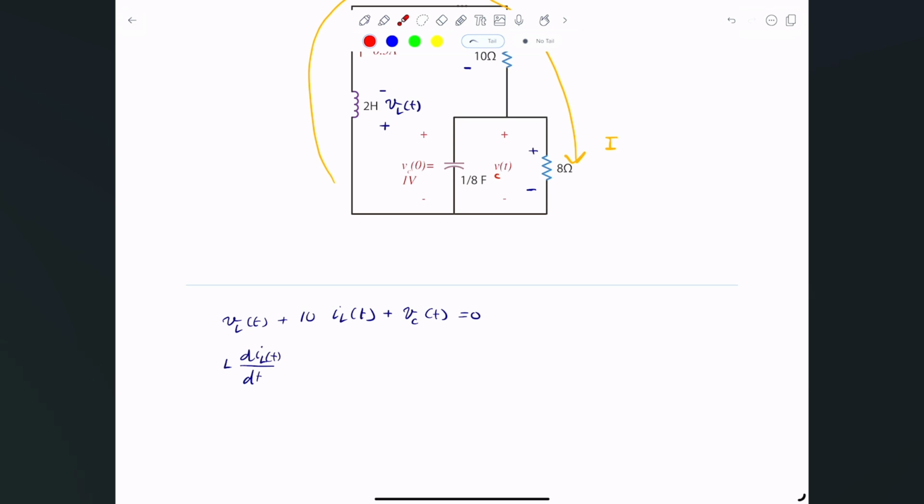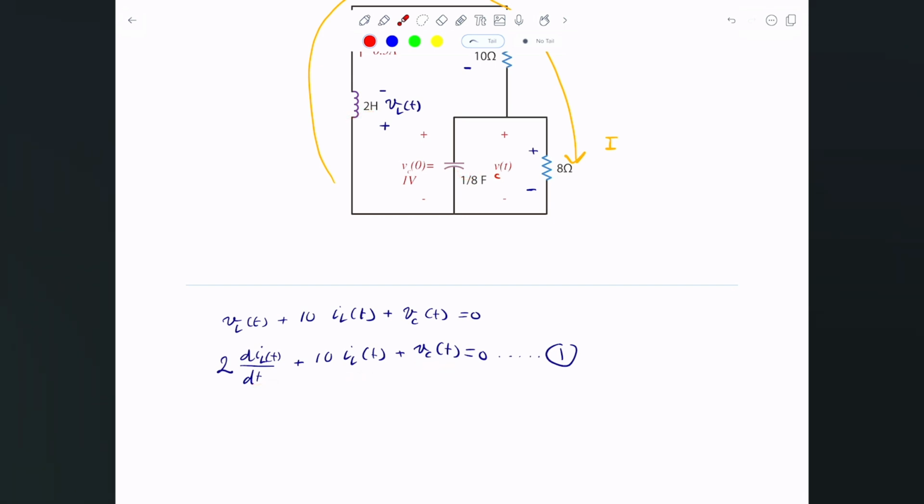All right, and based on passive sign convention, the current is flowing into the positive, so positive is okay. And the value of L in this particular case happened to be 2, so I'll just substitute it: 2 dIL/dt plus 10 IL of t plus VC of t equals 0. This one here, I'm just going to call it 1. It contains VC of t and IL of t, so it basically relates the IL and the VC together.